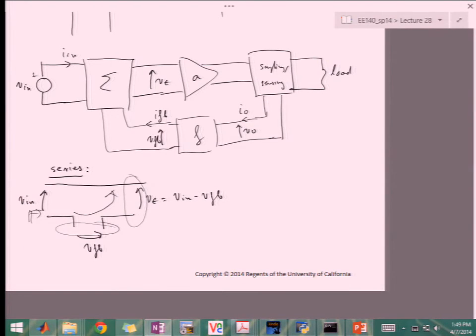Make sense? Like for example, two resistors were in series, so I'm adding their voltages. So viewed from this point over here, these two elements are in series, right? Okay, so same thing here. That's why we call this series.